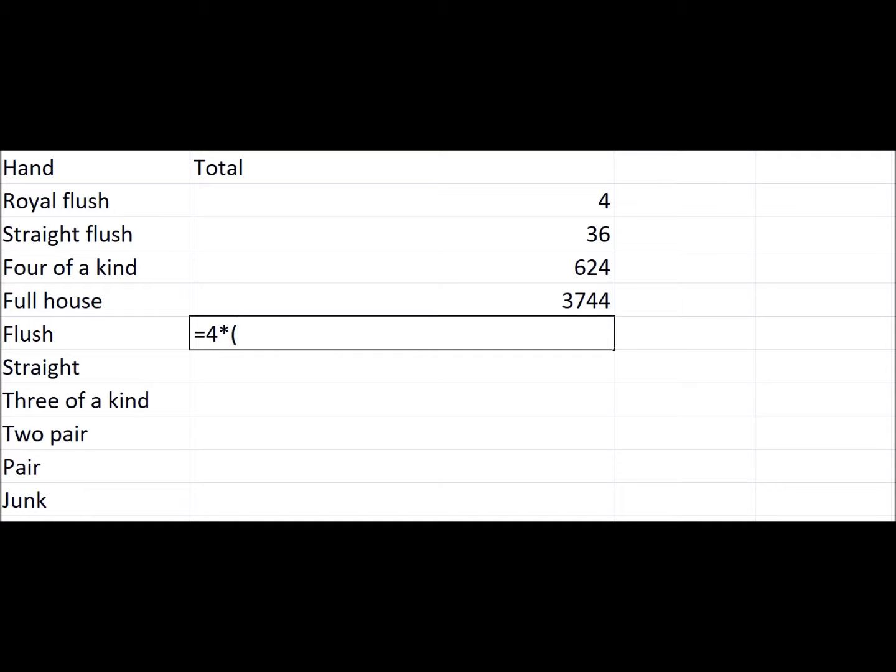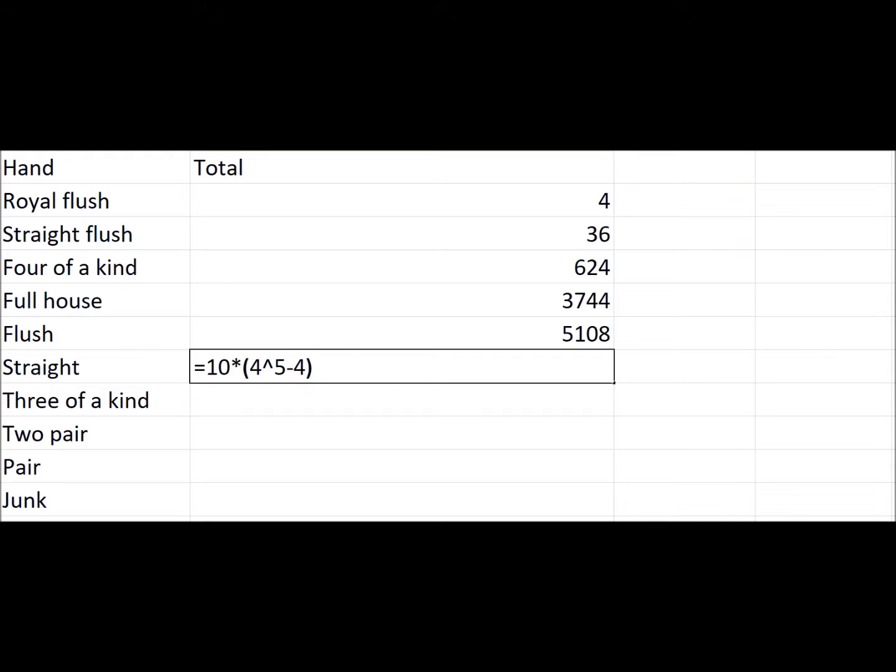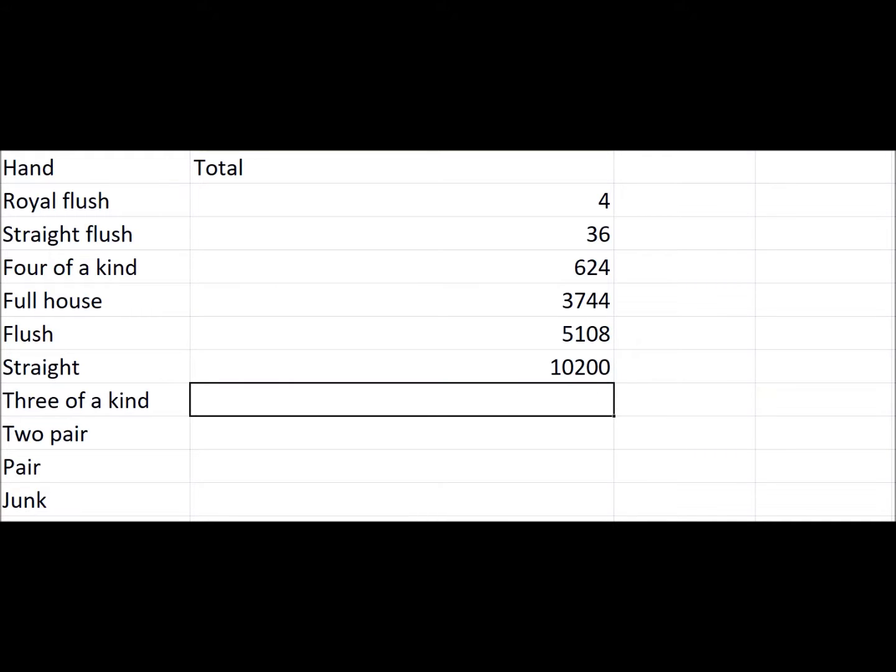For the flush, there's 4 suits to choose from. 13 choose 5 ways to pick 5 ranks out of 13 in that suit, minus 10 spans that would result in a straight flush or royal flush because they're consecutive. So that leaves us with 5,108 flushes. For the straights, there are 10 possible spans, 4 suits for each card in the span, but subtract out 4 for the 4 suits, which would leave you with a straight flush or royal flush, and we get the 10,200.